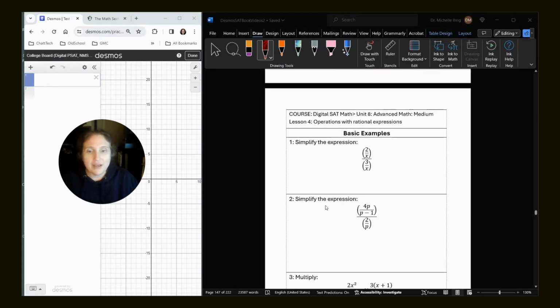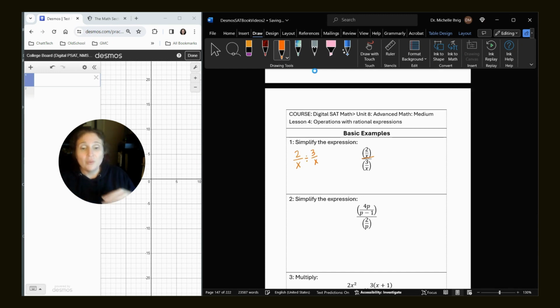So first we have simplify this expression. Anytime I see a fraction bar, I like to rewrite it. So I've got 2x divided by 3 over x. When I do this, we're going back to like third and fourth grade, keep, change, flip. So we're going to keep the 2 over x. We're going to change the divide symbol to a multiplication symbol, and then we're going to flip the fraction.